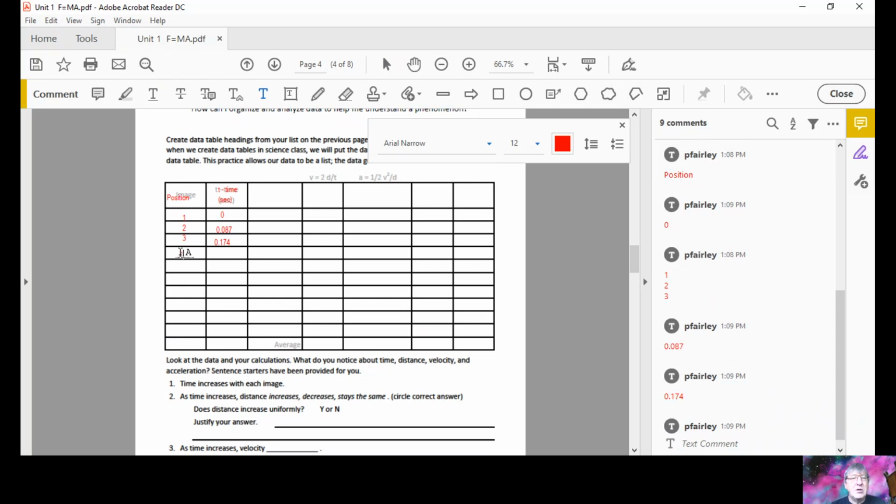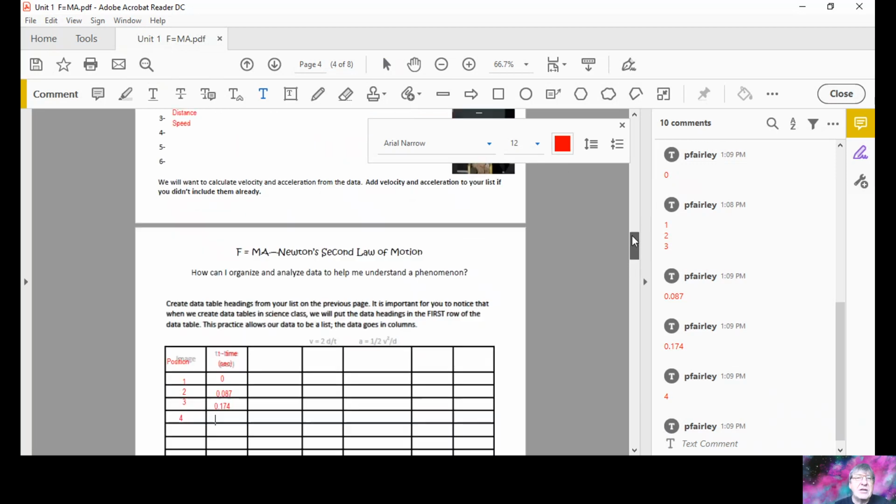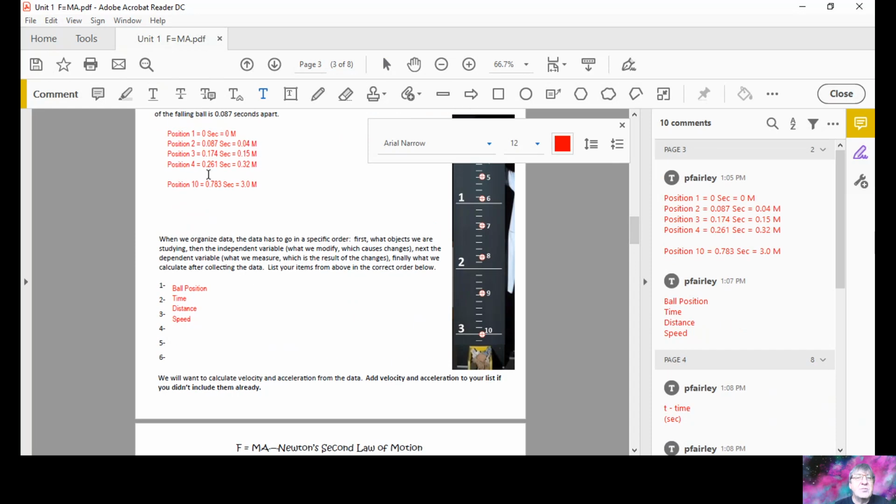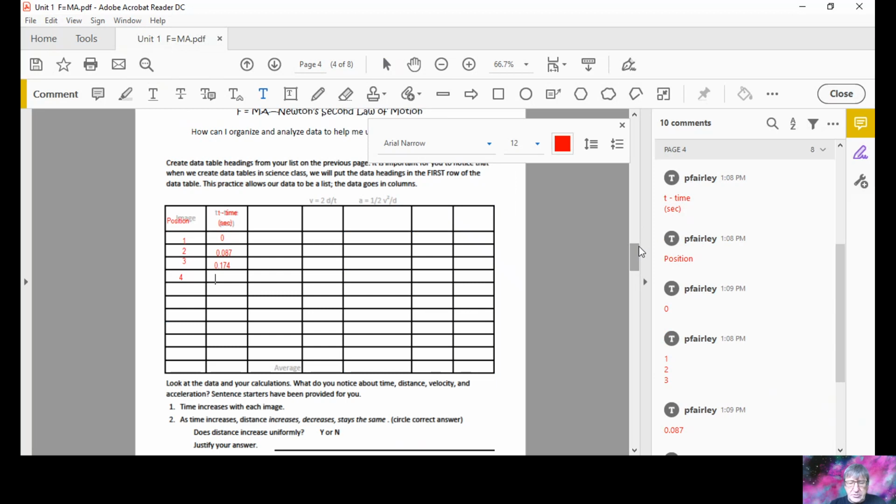In position 4, I'm going to add the same number again. Every time on this chart, you're going to add 0.087 to whatever number you left off at. So for this one, 0.087 plus 0.174, didn't I do this math already? Yeah, there it is. It's 0.261. So 0.261 goes there. And you're going to keep going, of course, all the way down to 10. Keep going all the way down, fill in all those times.